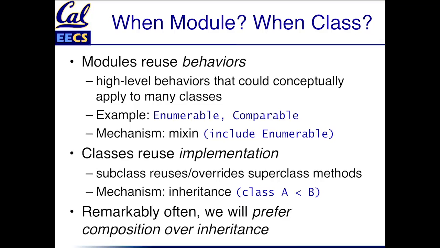When you have behaviors you want to reuse, you can put them into a module. That module can be mixed into many classes, as long as you make clear what the module expects from the classes that you're mixing it into. If you want to reuse implementation, then you'd use the traditional thing. Classes have ancestors, they have subclasses, and as we'll see, contrary to what you might think coming from the Java world, remarkably often, what you want is the first one. You don't want to reuse implementation, you want to define behaviors and reuse them.